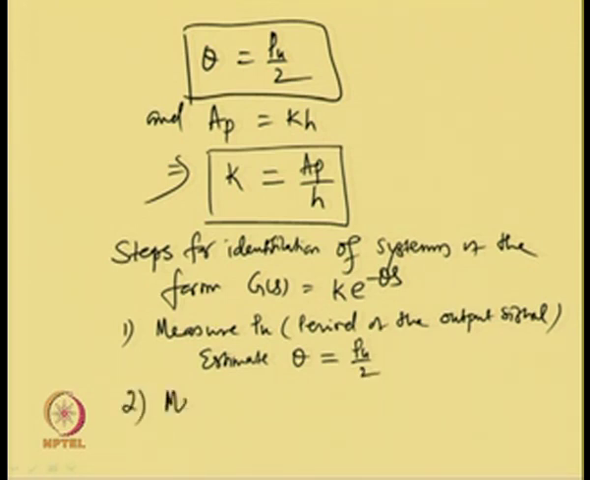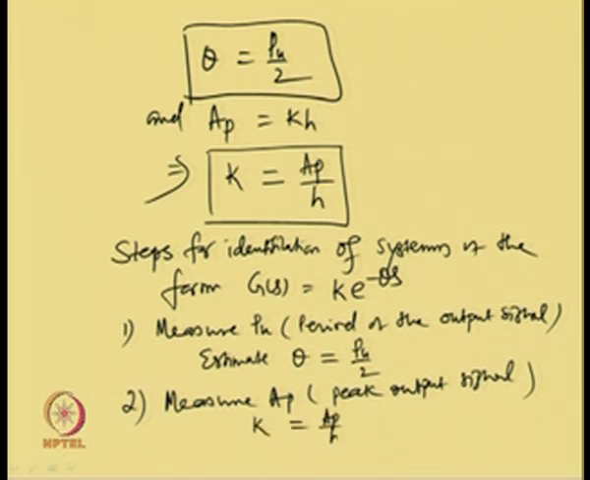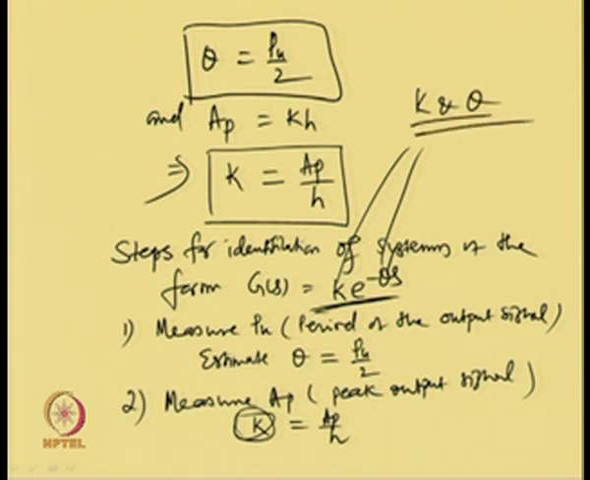Similarly, measure Ap, the peak output signal, and using the expression k equal to Ap upon h, estimate the unknown k. Thus the two unknown parameters of the model, k and theta, are estimated, and thus the unknown system is identified.